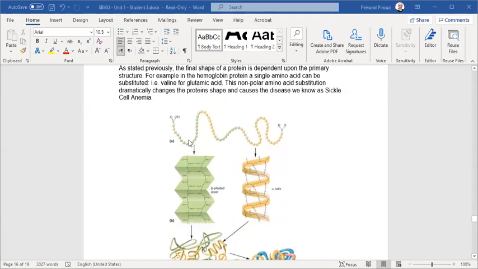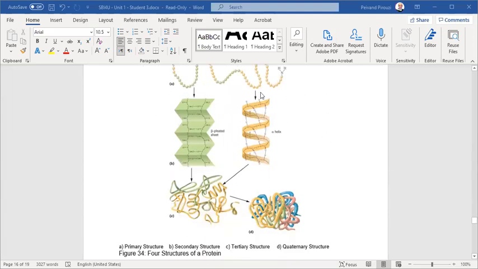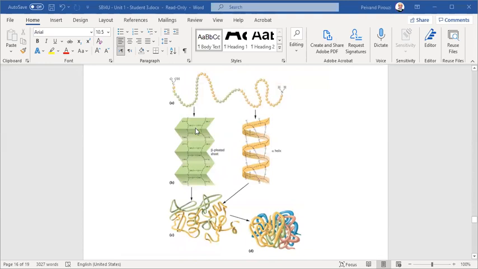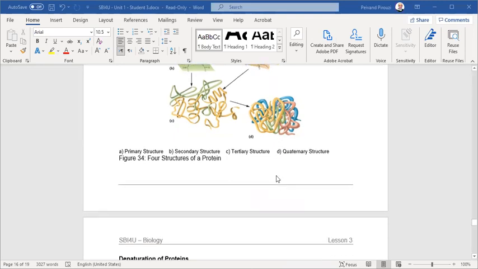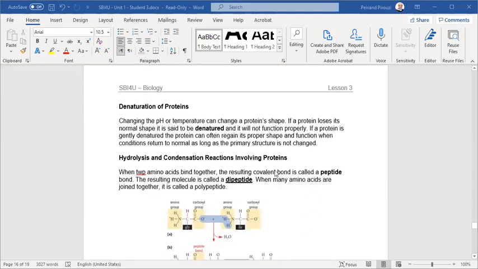So here, of course, we can talk about the primary structure at the top. It's just a chain. The chain can become a helix. We call them alpha helices. They can be pleated sheets. We call them beta sheets. And of course, they can give us a tertiary molecule or protein, and then they can give us a quaternary structure. Of course, please read the book chapter on this as well.